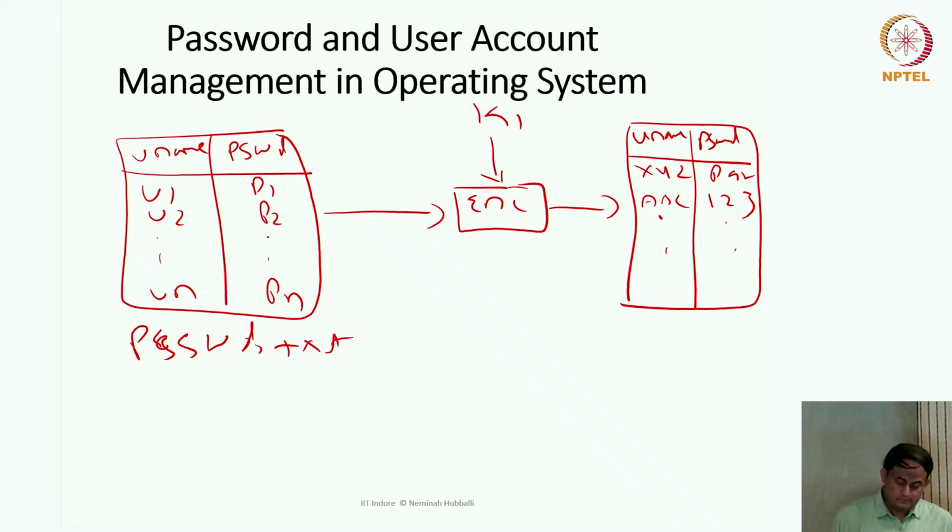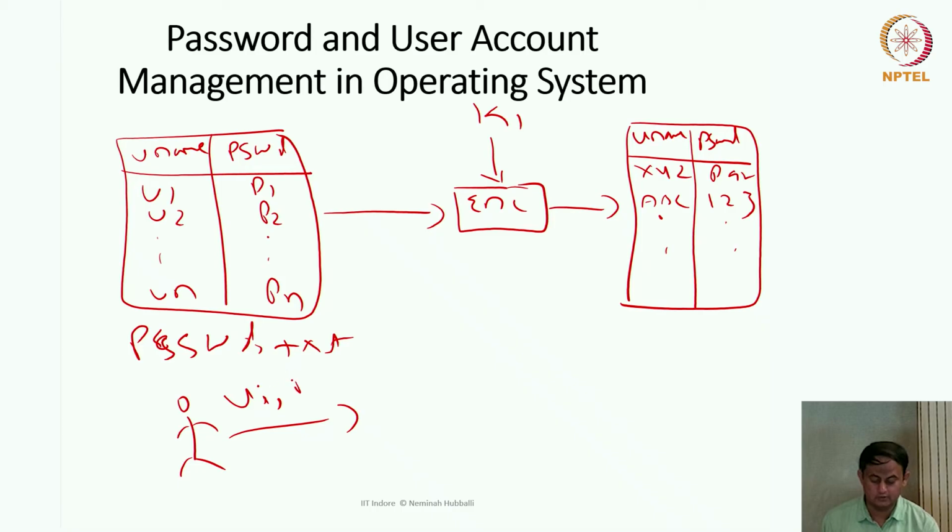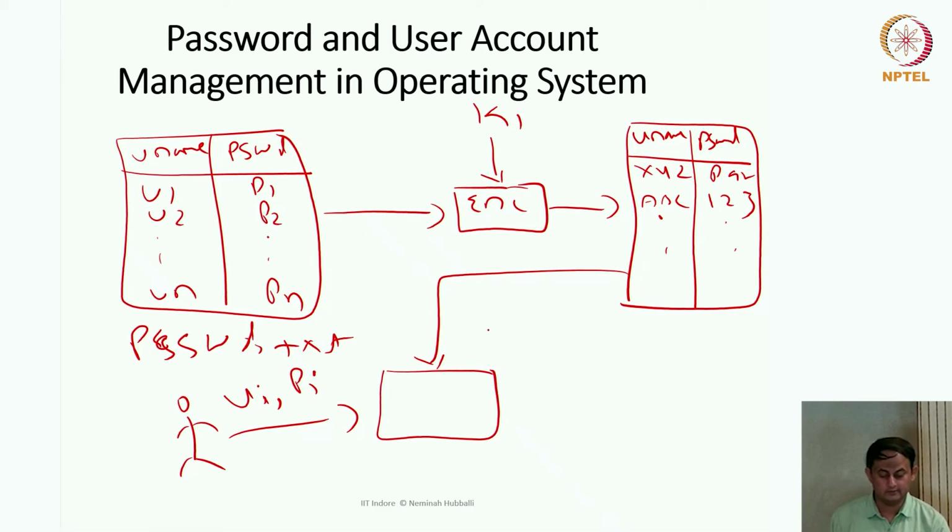Now, if some user wants to log into such a system, and he supplies, as usual, the UI and the PI, how do I actually verify that UI is a valid username and PI is the corresponding valid password? So when the user supplies this, I need to do the reverse operation of what I did here. I take this encrypted file as the input, and the second input is the key K1, and then I do the decryption of this file.